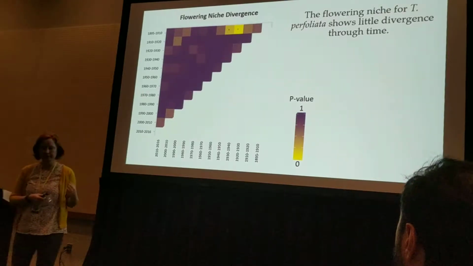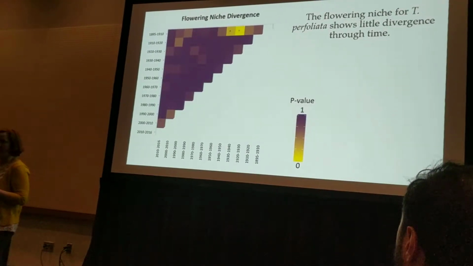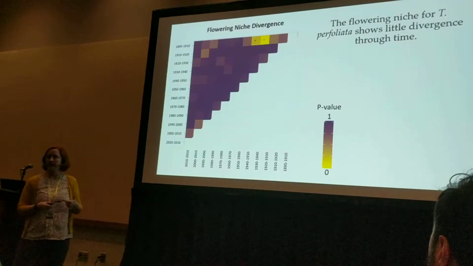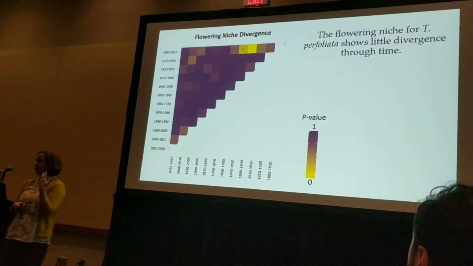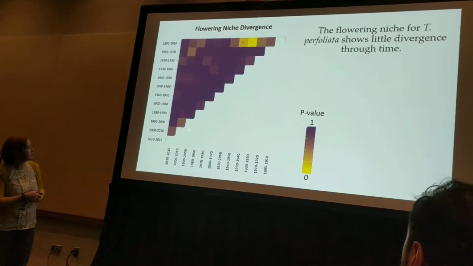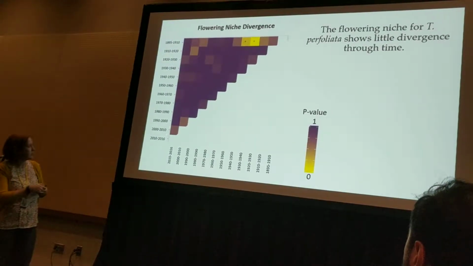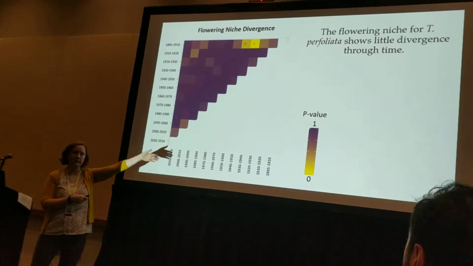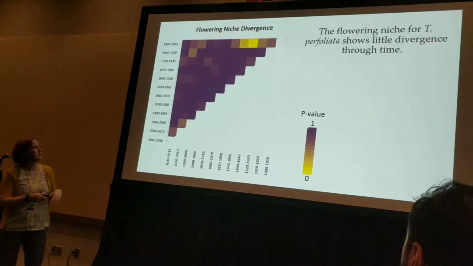Okay. First, I'm going to show you what we found for the flowering niche. These are essentially pairwise comparisons. So this heat map gives me the ability to show a lot of p-values all at once without hopefully making anybody's eyes cross. And again, here are those decades as I promised. So these are just decadal comparisons here. There's a method to my madness. I'm going to fill this in.